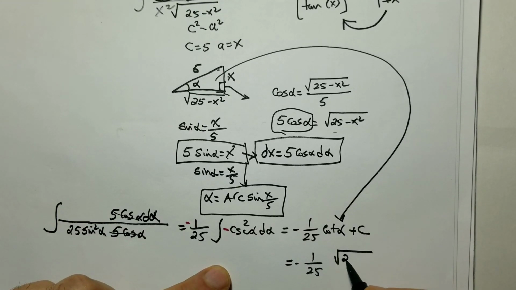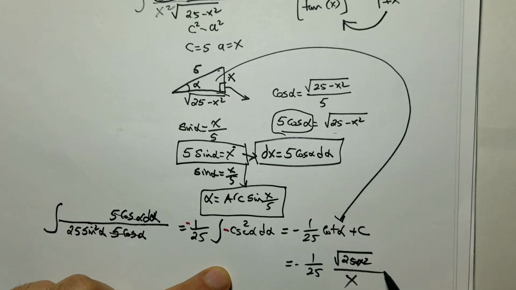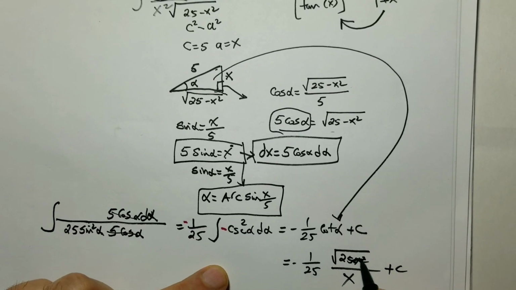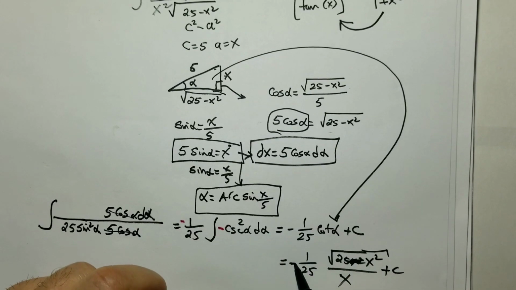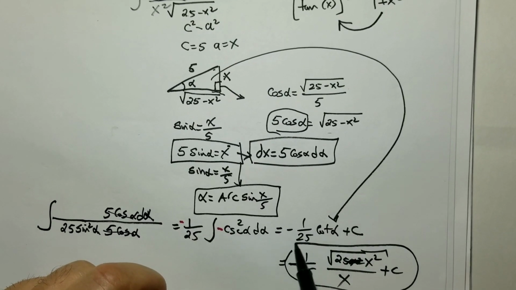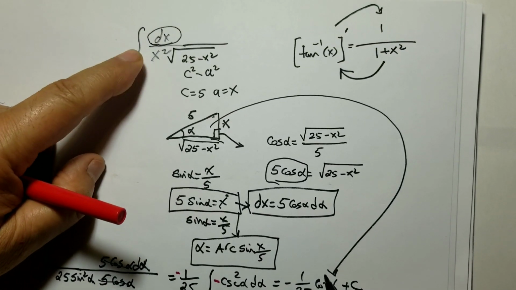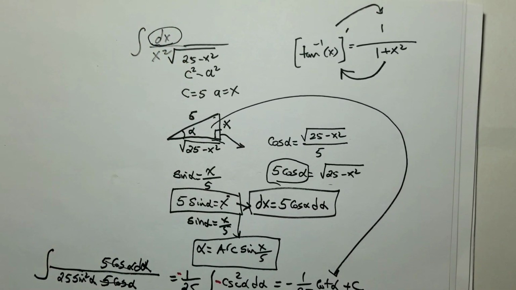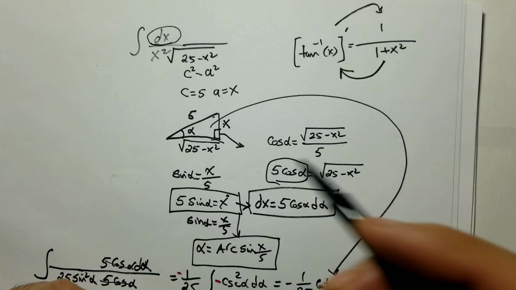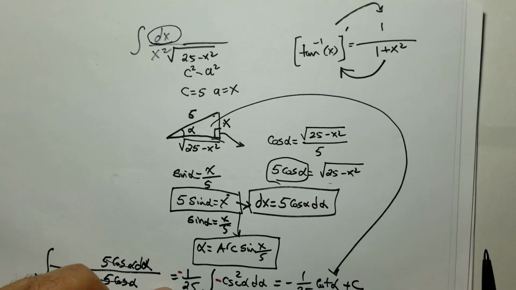Minus 1 over 25. Cotangent is adjacent over opposite, plus c. Don't forget the adjacent is the square root of 25 minus x squared. And see, the derivative of this function right here is that function, 1 over the quantity x squared times the square root of 25 minus x squared. Therefore, they asked me to solve that problem. That's one of the problems.